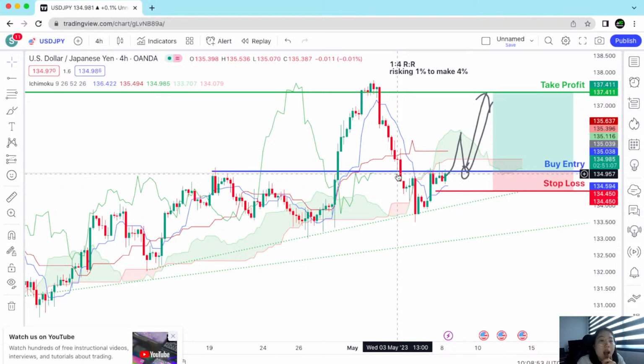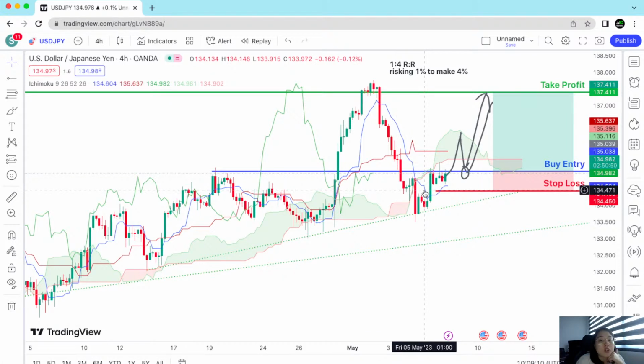Okay, so I'm pulling out the indicators. Ichimoku is not agreeing with our setup. Why? Because for Ichimoku to indicate that price is going upwards, price needs to be above the cloud. That's number one. Number two, the conversion line needs to be above the baseline. Ichimoku is literally showing bearish, bearish.